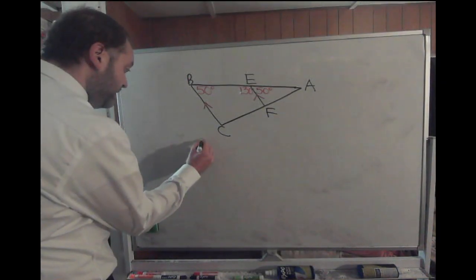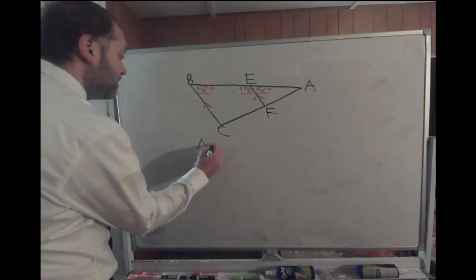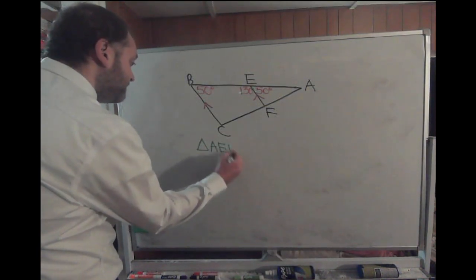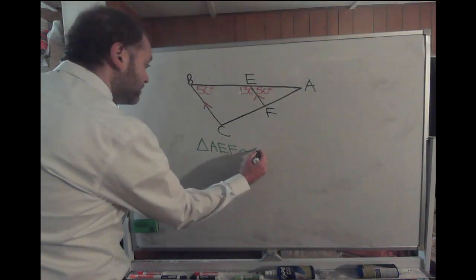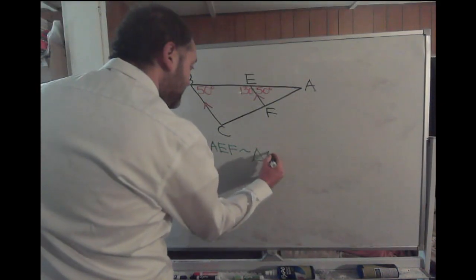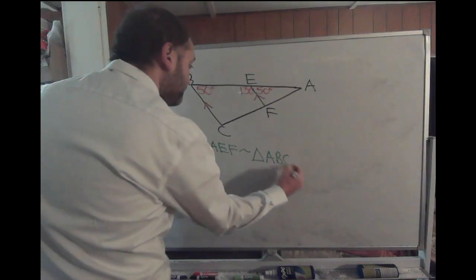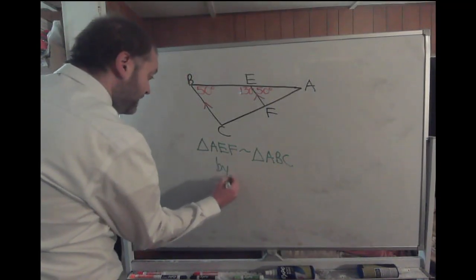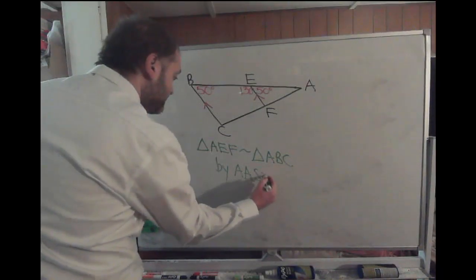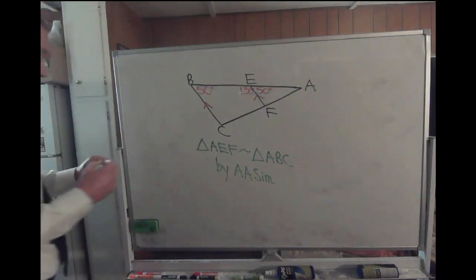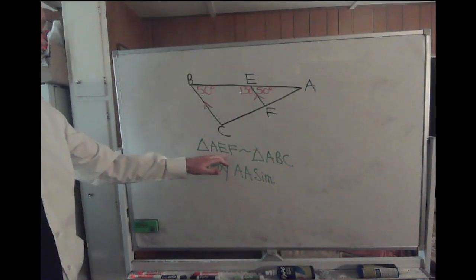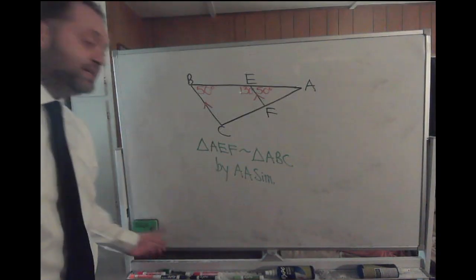So now we can actually conclude that triangle AEF is similar to triangle ABC by the angle-angle similarity postulate. So by the angle-angle similarity postulate, triangle AEF is similar to triangle ABC.